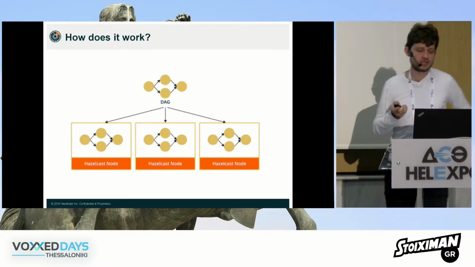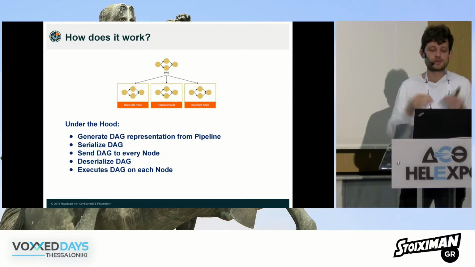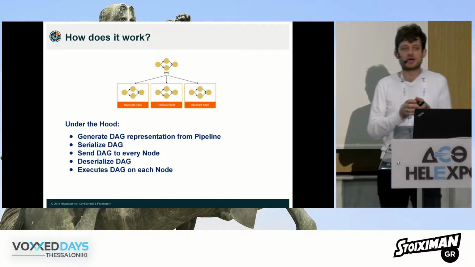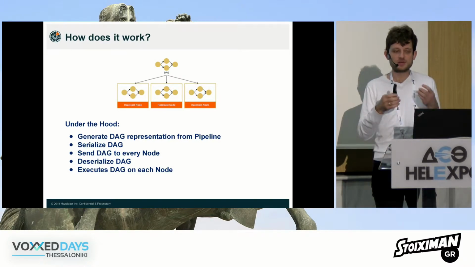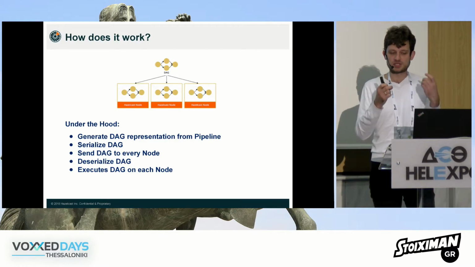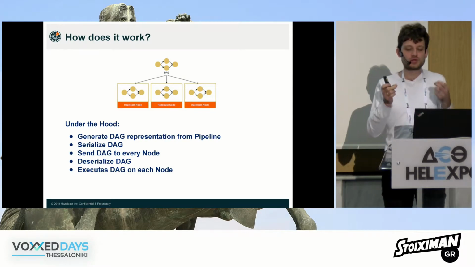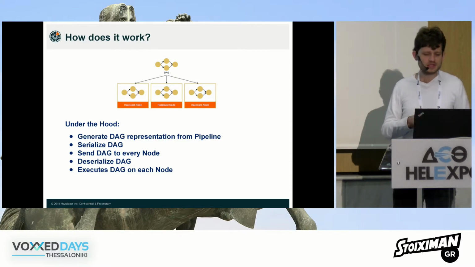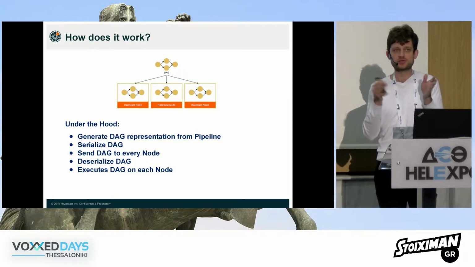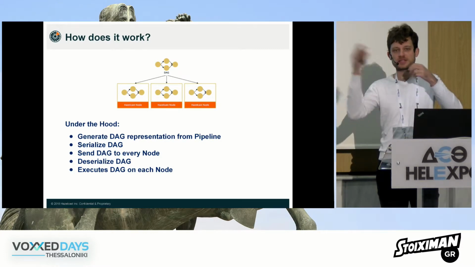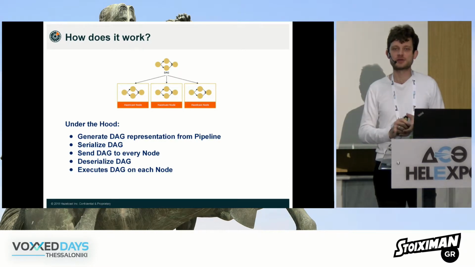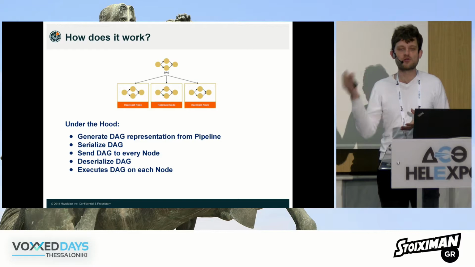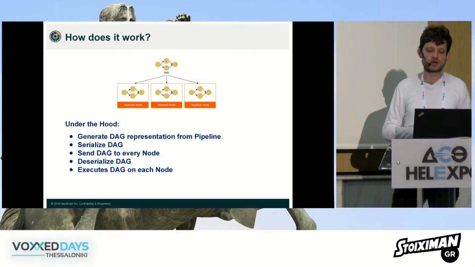This is important because there are a lot of things happening under the hood. First, we need to generate this graph representation from the pipeline. Then we need to serialize it. Then we need to send it to each node. Each node has to deserialize it and then execute this graph in its own JVM. And this is important because if your calculation is related to a lot of classes, maybe to a library, this all has to be serialized and sent over the network before starting the computation. So there can be some overhead before starting your calculation.